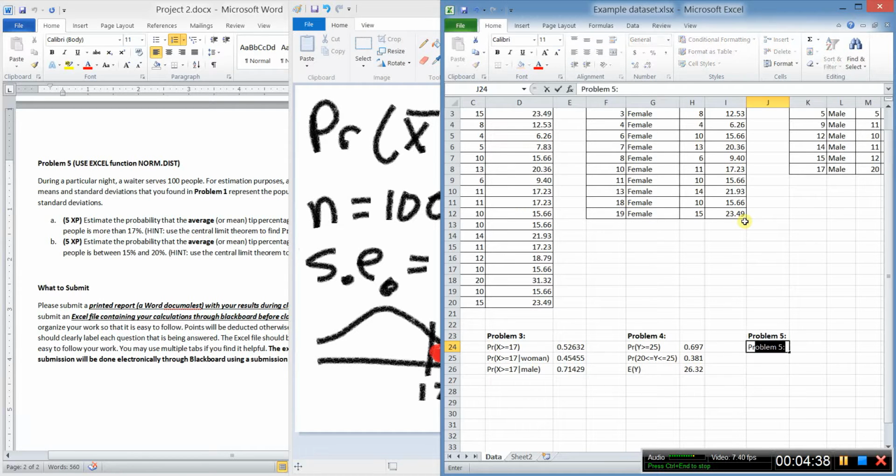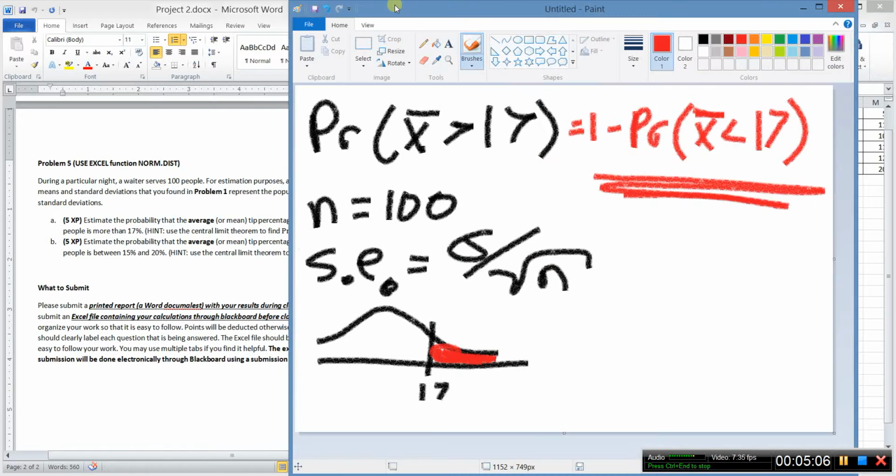Alright, so I'm trying to find the probability that x bar is greater than 17. So the average tip amongst 100 people, what's the probability that the average tip amongst 100 people is going to be more than 17? So this is going to be 1 minus that probability that the average tip is going to be less than 17.